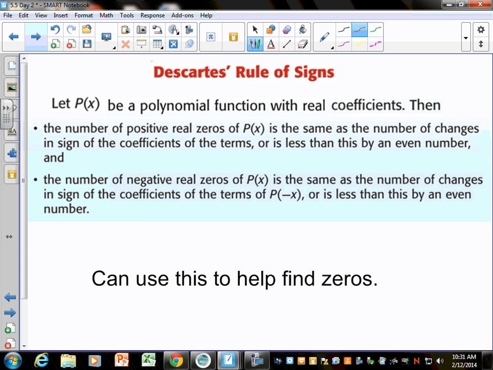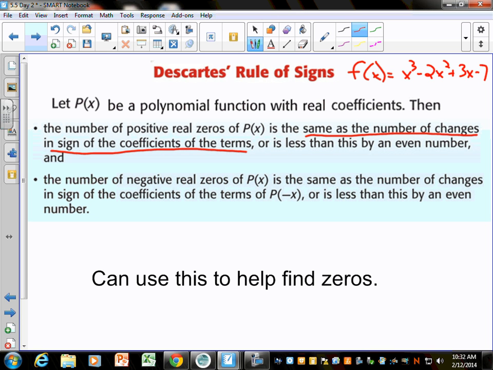It says, if you have a polynomial function, the number of positive real zeros is the same as the number of changes in sign of the coefficients of the terms, or is less than that by an even number. I think you would vaguely remember doing this if I wrote, let's just do a really easy one here, f of x equals x cubed minus 2x squared plus 3x minus 7.